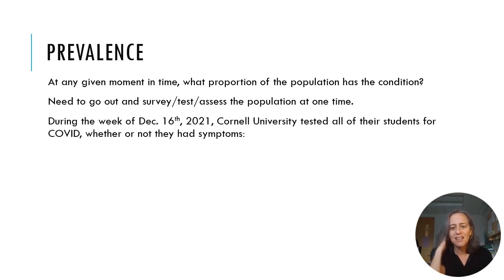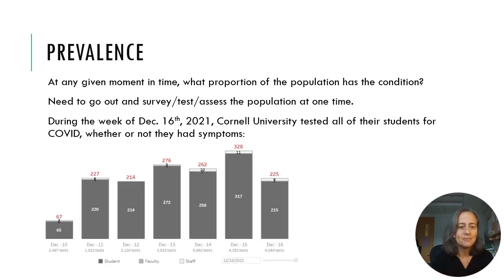One of the things that I really appreciated was Cornell University, this was in December of 2021. They were testing every student every week, and they were publishing all that data on a dashboard. We were doing that too at Stout, but we weren't publishing the data on a dashboard specific to our campus. What was great about this is they were testing everybody, whether or not they had symptoms, to see if they were positive for COVID. Let's take a look at that data.